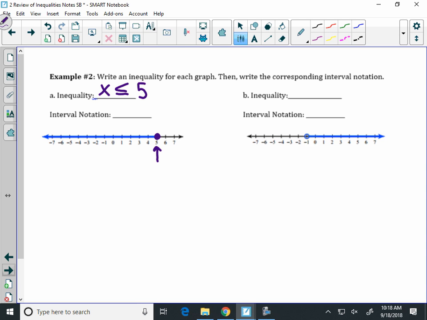The interval notation is the same as last time. The arrow over here, we go left to right. There's an arrow on the left, which means we're going to negative infinity. And all the way to the right, you are stopping at 5. A closed dot gets a square bracket.